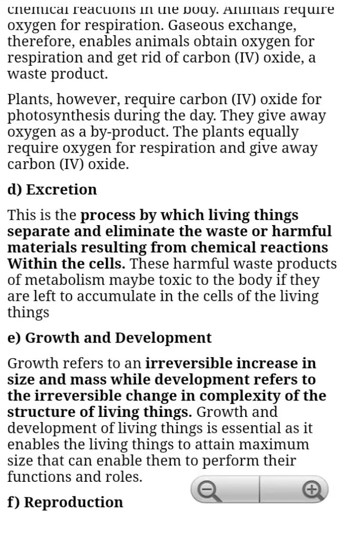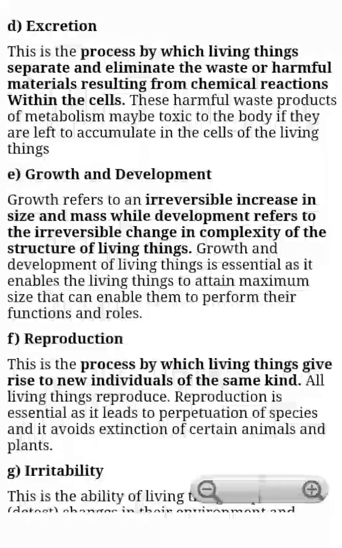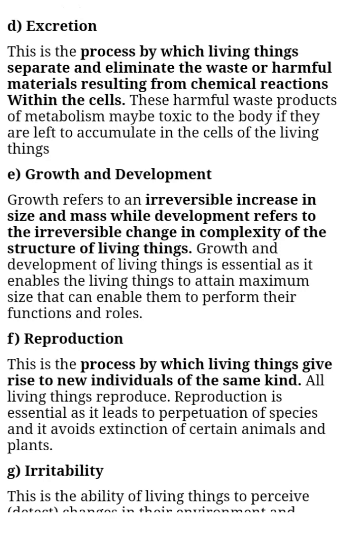So plants, however, require carbon dioxide for photosynthesis during the day. They give away oxygen as a byproduct. The plants equally require oxygen for respiration and give away carbon dioxide. We also have excretion. Excretion is the process by which living things separate and eliminate the waste or harmful materials resulting from chemical reactions within the cells. These harmful waste products of metabolism may be toxic to the body if they are left to accumulate in the cells of the living things.